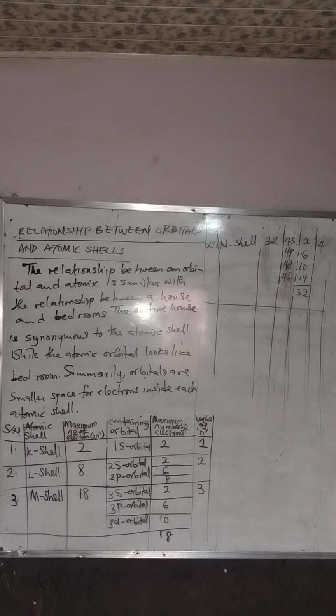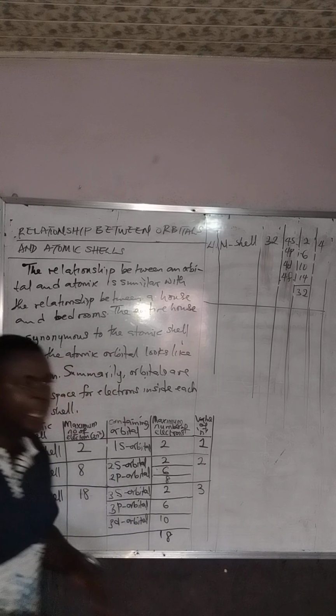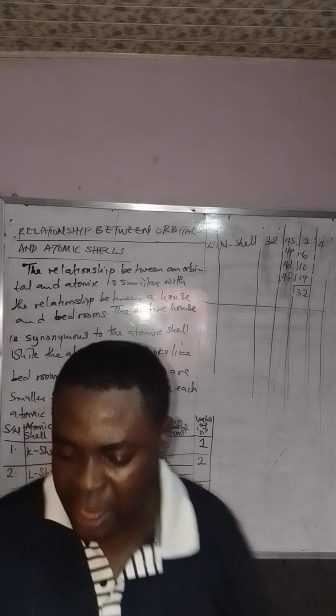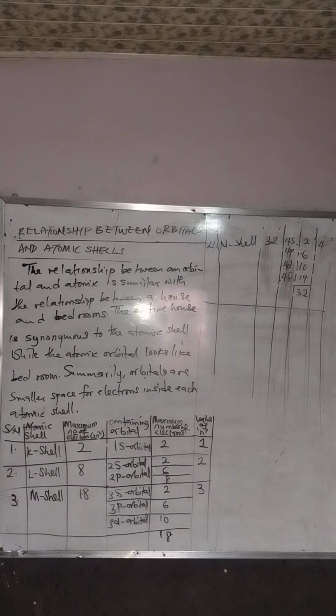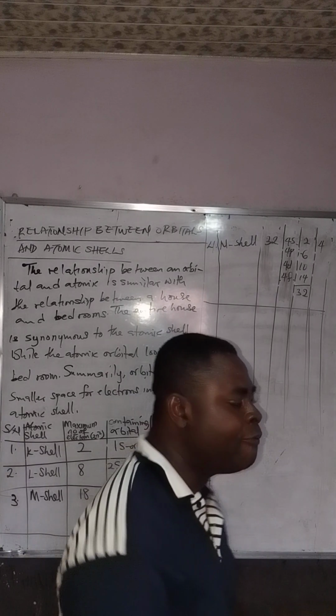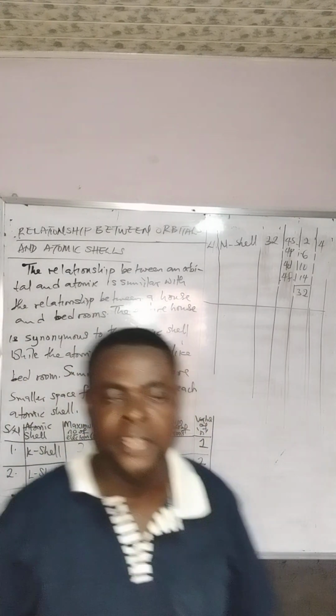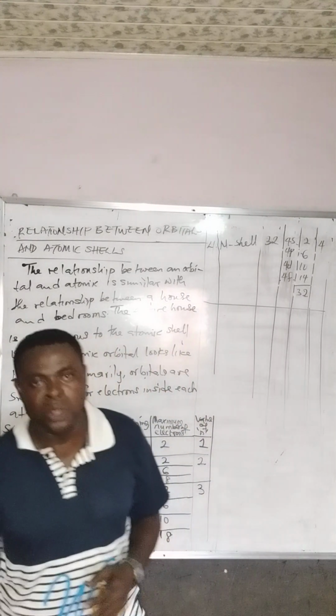The next thing we are going to do now is the laws governing electronic configuration, the laws and principles that govern electronic configuration. We are going to state Hund's rule of maximum multiplicity, Aufbau principle, Pauli exclusion principle, and Heisenberg uncertainty principle. See you in the next video when we are going to do that.